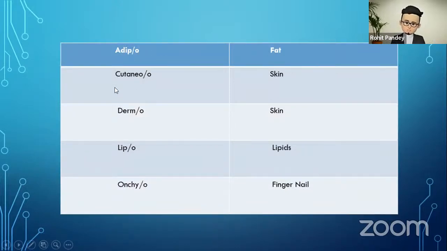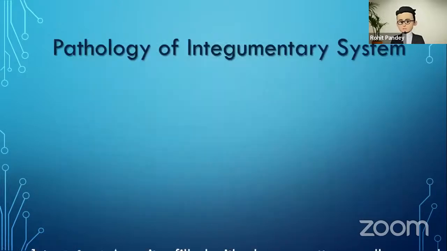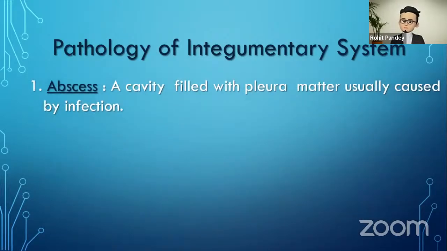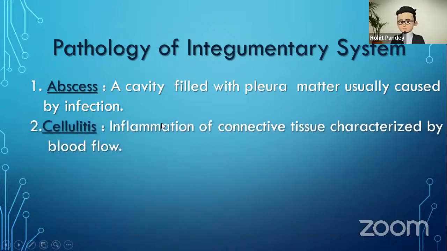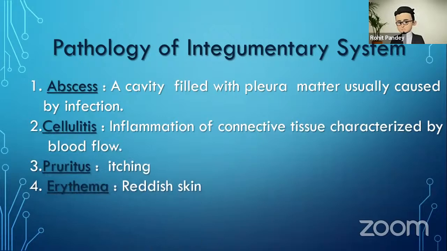Adipo is used for fat, cutaneo is skin, dermo is for skin, lipo is for lipid, and onycho is for fingernail. Pathology of the integumentary system: abscess, which I showed with pictures as well, is a cavity filled with purulent matter, usually caused by infection. Cellulitis is inflammation of connective tissue. Pruritus is itching. Erythema is reddish skin.